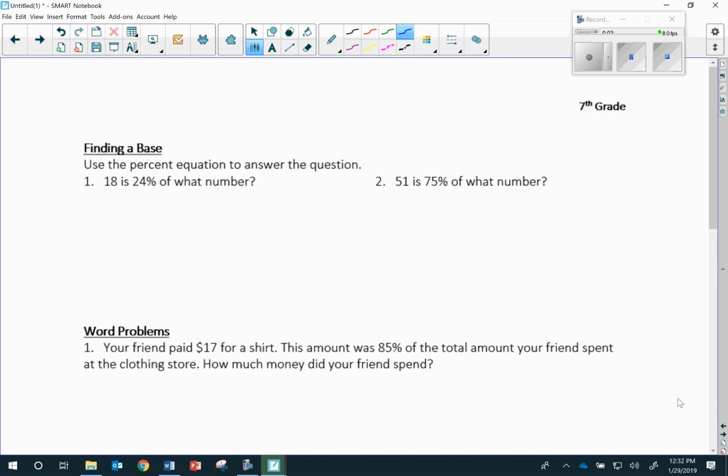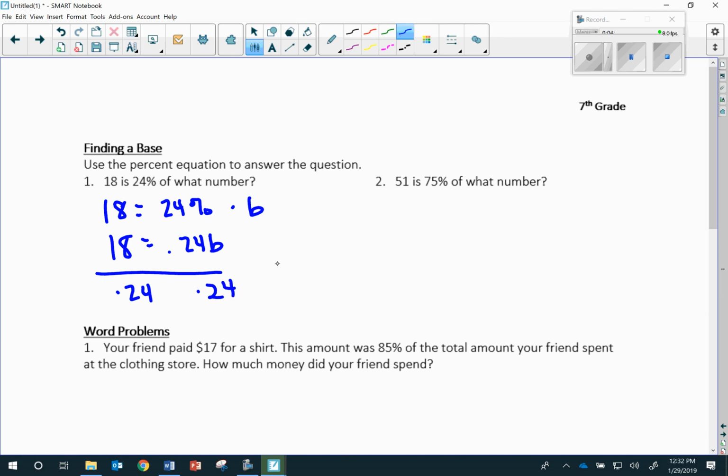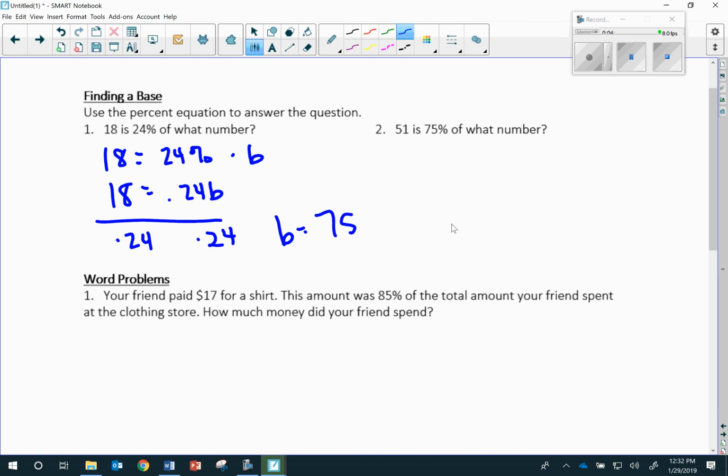We can also use the percent equations to find the base. So we have 18 equals 24% of what number? We don't know what the base is. So we have 18 equals 0.24b. If we divide both sides by 0.24 or 24 hundredths, we get b to equal 75. I will let you try number 2.